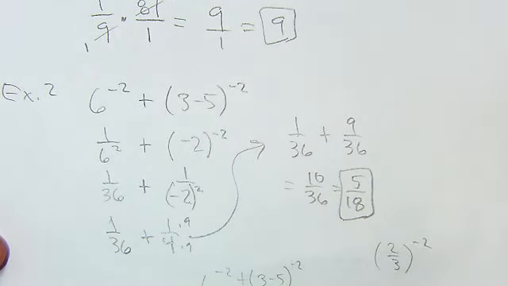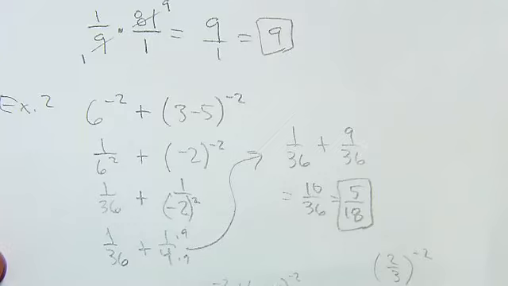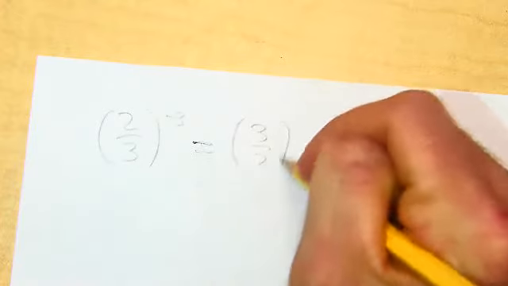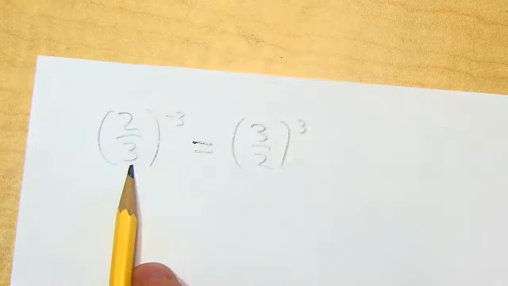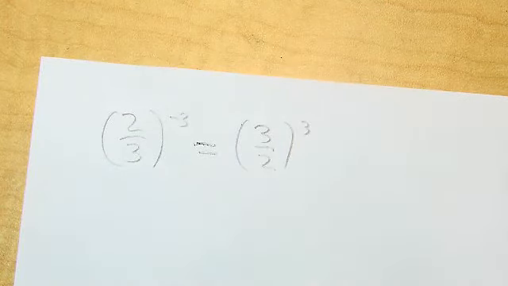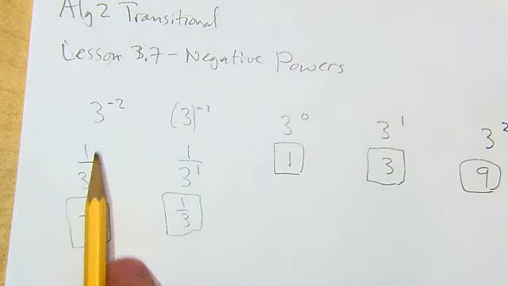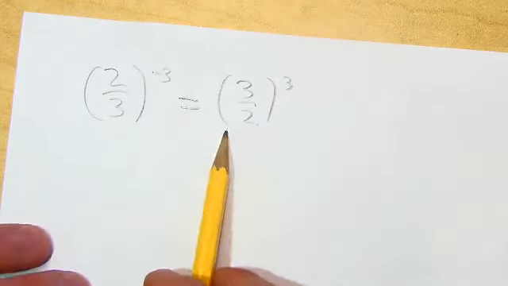Okay. One last thing I want to show you is with the fraction. If you had a fraction to a negative power, let's say you have 2/3 to the negative 3. The easy way to do that is think of more like flipping. That's going to be the same as 3 over 2 to the 3rd. So when you flip this, it actually changes it to a positive power. It's the same idea: if it's a negative power, you flip it to the bottom. We're going to flip the whole fraction over.